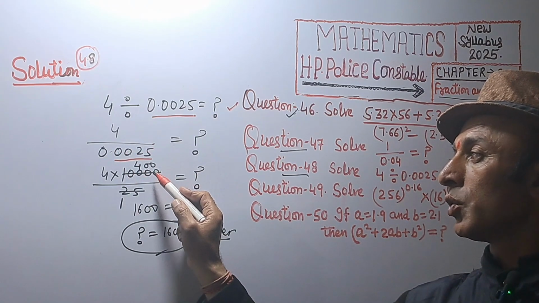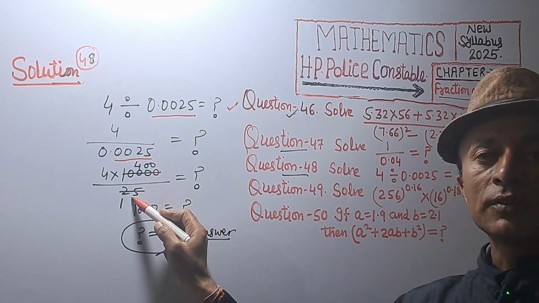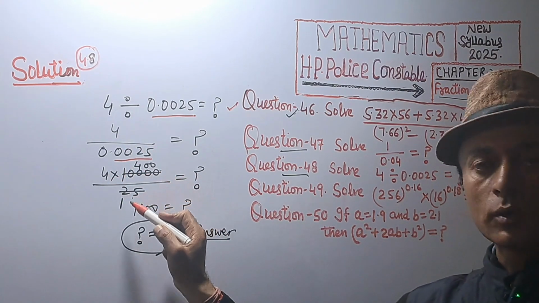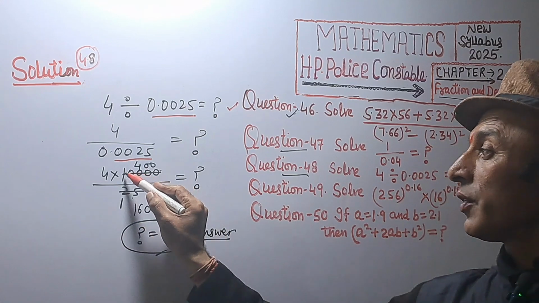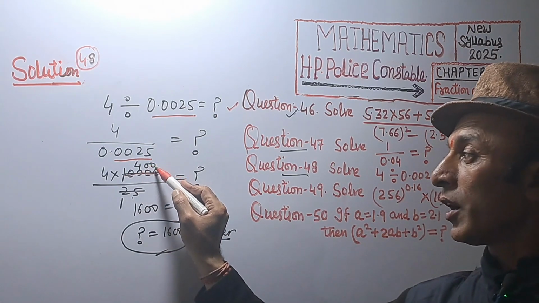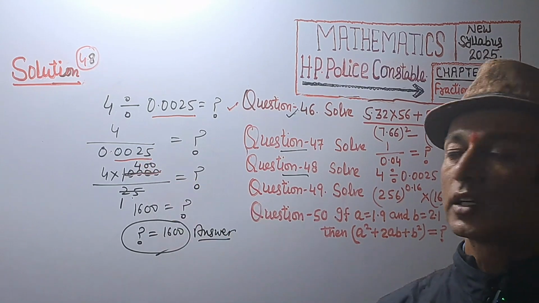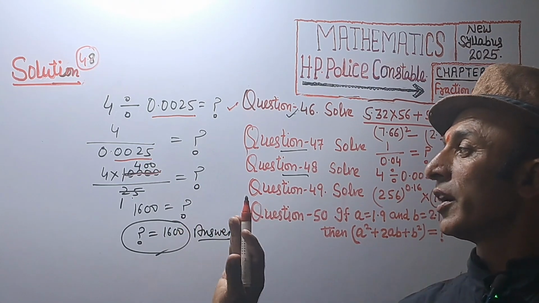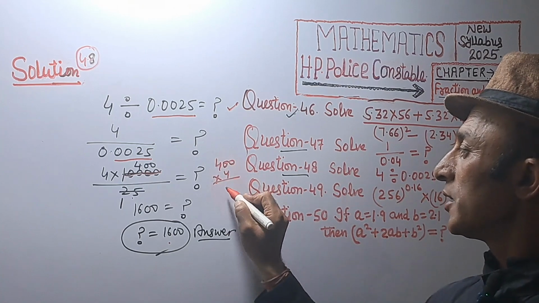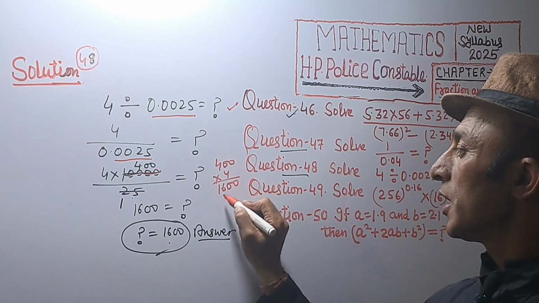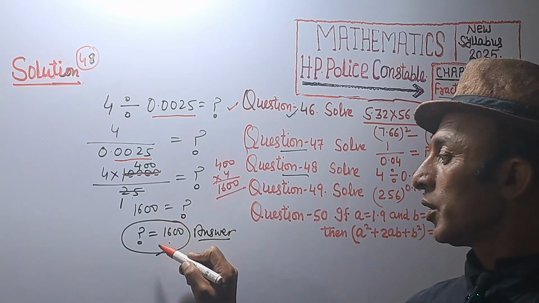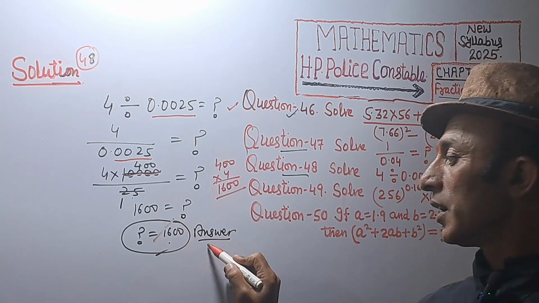That will be 40,000 divided by 25, so 4 into 10,000 divided by 25. 25 fours are 100 and 25 400s are 10,000, completely divisible by 400. 400 into 4, that is equal to 4 fours are 1600. So ? is equal to 1600. Answer.